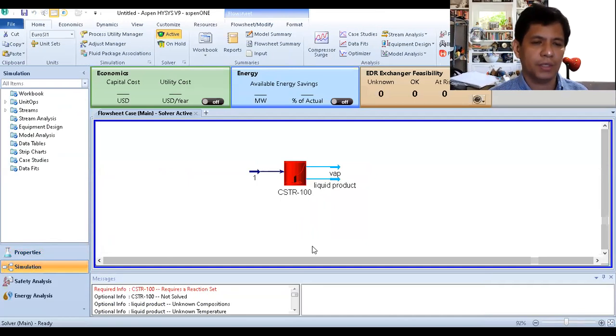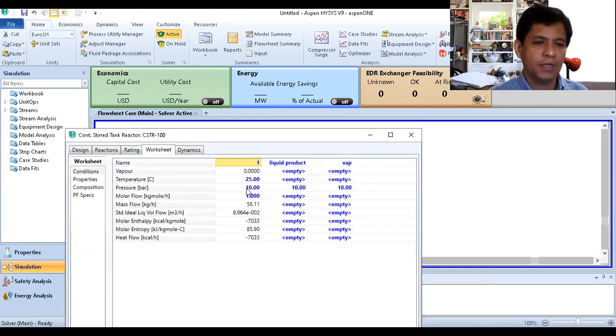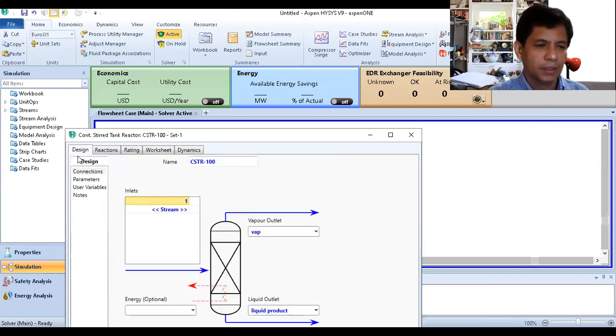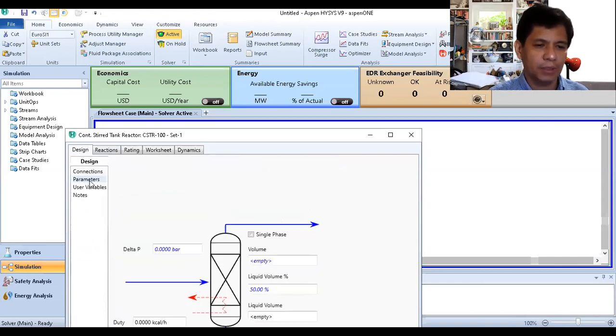Ito yung simulation natin, CSTR 100. Pag dinouble click, napasok na natin yung temperature at saka pressures. Tapos, pasok natin yung reaction niya. Gagamitin natin siyempre yung reaction 1. Set reaction 1. Okay. Tapos, let's go to design. Dun sa design, go to parameters.